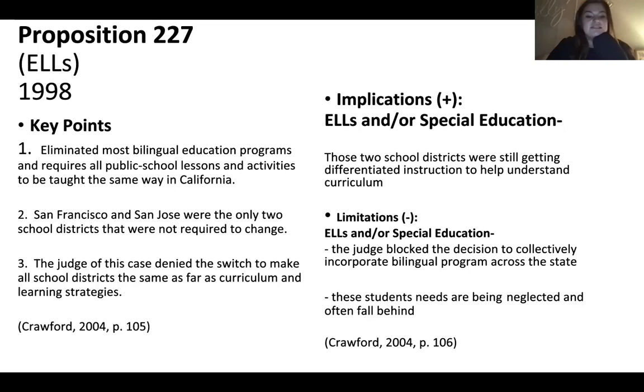The judge of this case denied the switch to make all school districts the same as far as curriculum and learning strategies. An implication is that these two school districts were still getting differentiated instruction to help understand curriculum. And the limitations were the judge blocked the decision to collectively incorporate bilingual programs across the state, and these students' needs are being neglected and often fall behind.